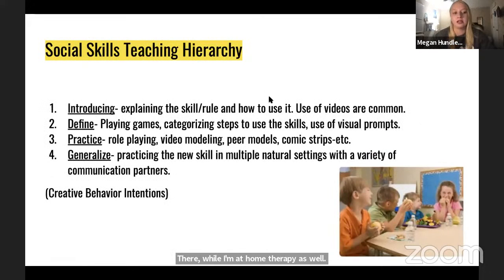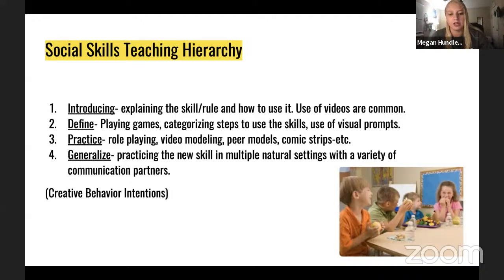And so this is a social skills hierarchy that I find myself using a lot with kiddos with autism. I like to start by introducing the social skill, so explaining the skill, explaining the role and how to use it. So if we were talking about having a conversation with someone, I would explain why it's important to have a conversation, the beginning of a conversation, the introduction, asking questions, and then also ending a conversation or maintaining a conversation.